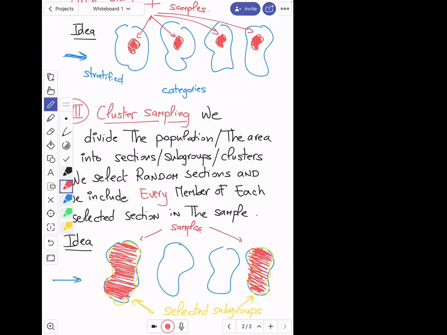I see there's some question in the chat. Sorry, guys, because sometimes I miss the question in the chat. So we select the groups as a whole. Yes, that's exactly what I'm saying. We select the group as a whole rather than small amounts. That's exactly what I'm doing here, and that's the main difference with the stratified sampling. Absolutely.